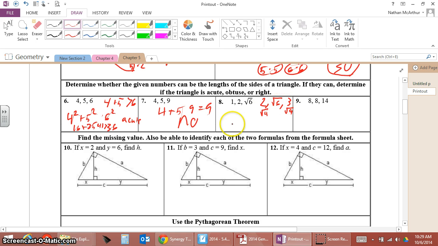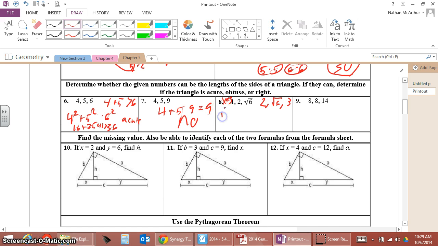But now if we notice, 2 plus 1, or 1 plus 2, either way, is equal to 3. Okay, so that means that this added together is bigger than the square root of 6. So 2 plus 1 is bigger than the square root of 6. So right there, I know that it is a triangle because 1 plus 2 is bigger than the square root of 6. So I say yes.